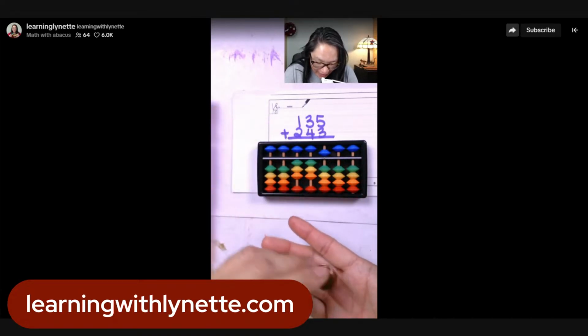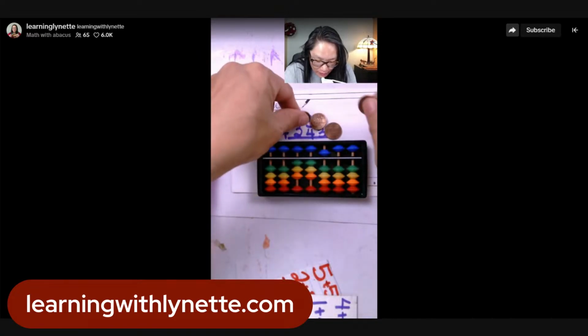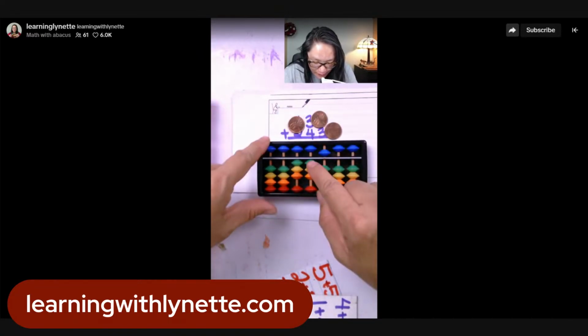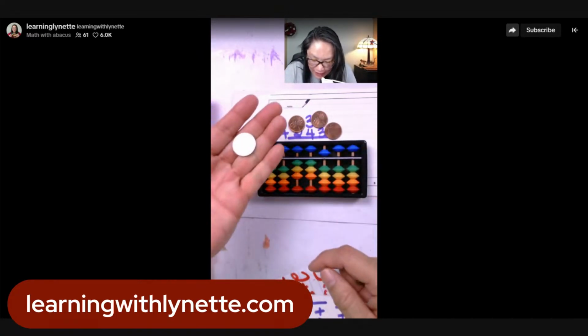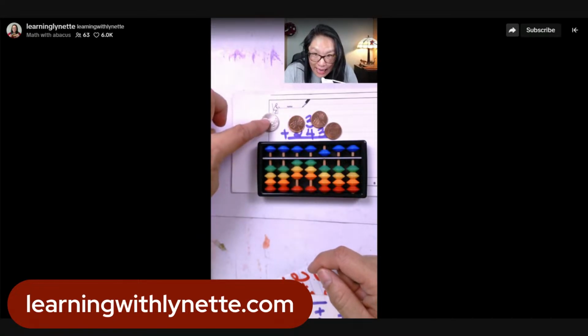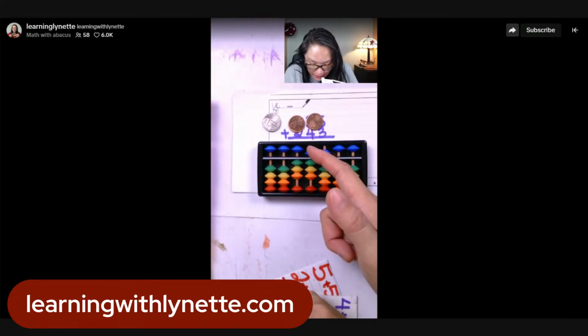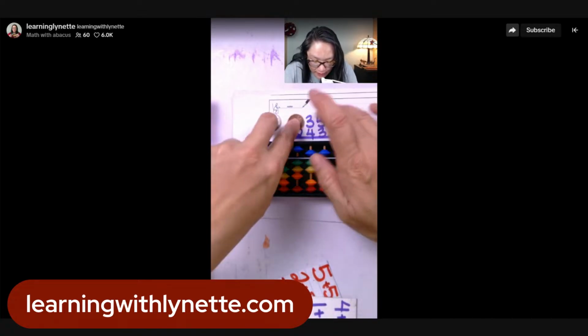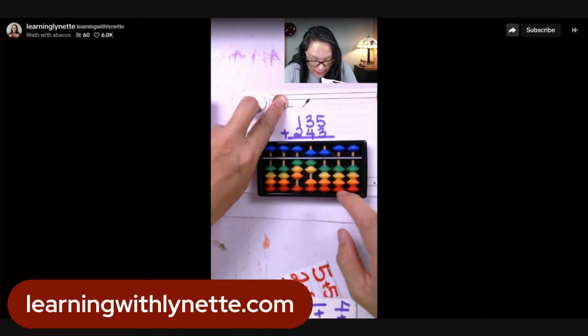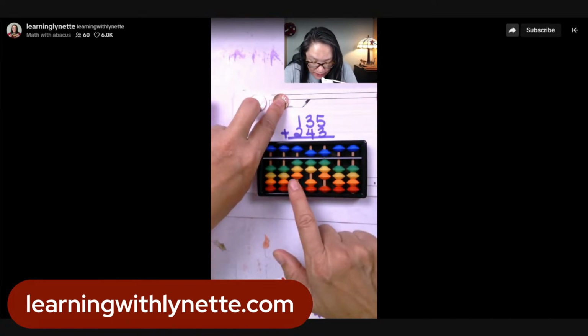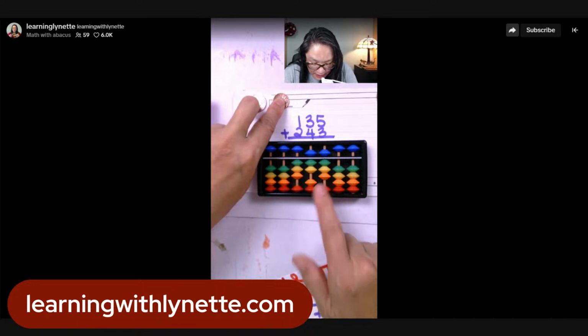Remember, if I want to have 3, I have 3 on my abacus. 1, 2, 3. I want to add the 4. I have a nickel. So I give you the 5, and I take away the 1. So I'm going to add the 5 and take away the 1. And then can I add the 3? Yes, I can add the 3. So my final answer is 378. Right? So now what we just did is we just scaled it.